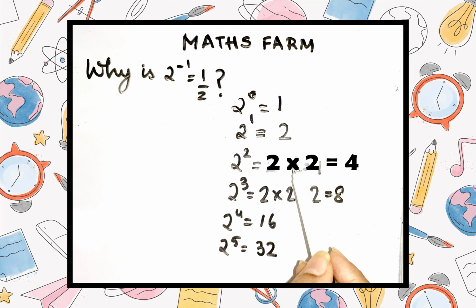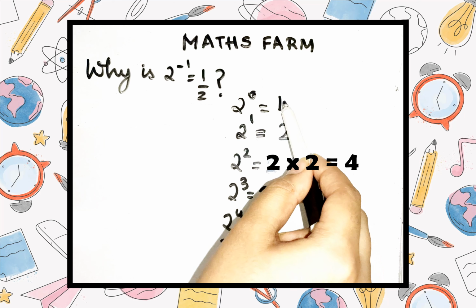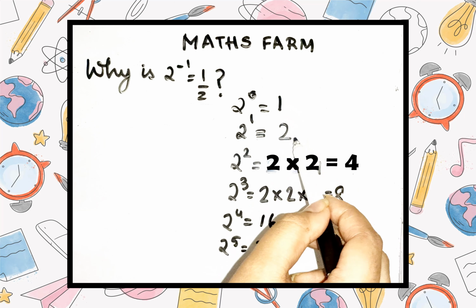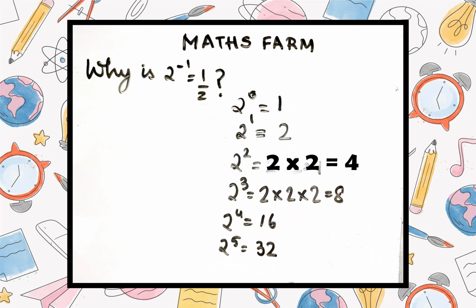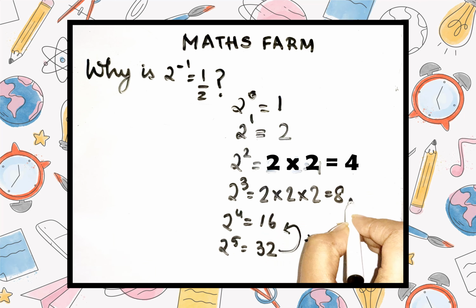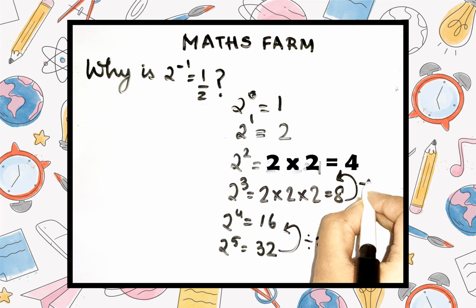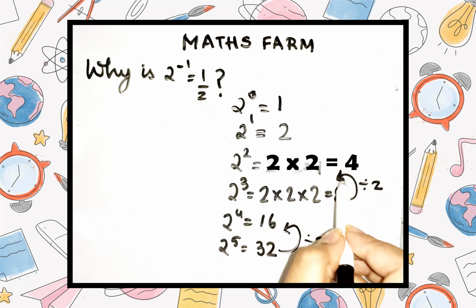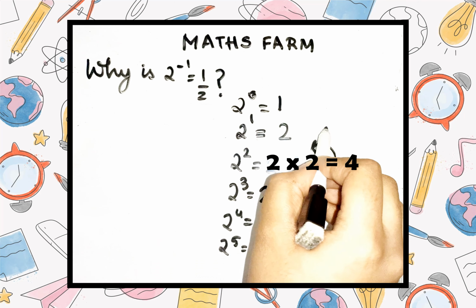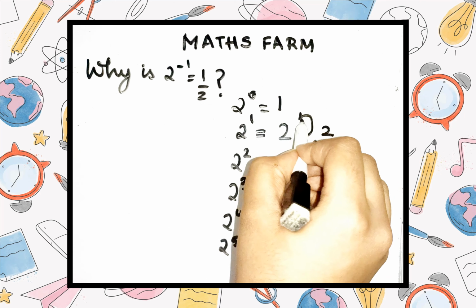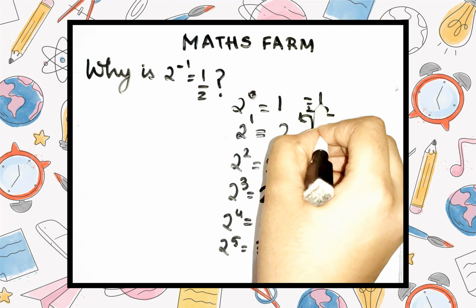We can see a pattern that this is getting multiplied by 2, so this answer is coming. This is getting multiplied by 2, this answer is coming. So when we move backwards, for example, while going back from 32 to 16, we see that 32 is divided by 2. That is why 16 is coming, right? So this is divided by 2. 16 divided by 2 is 8. 8 divided by 2 is 4. 4 divided by 2 is 2. 2 divided by 2 is 1, right?